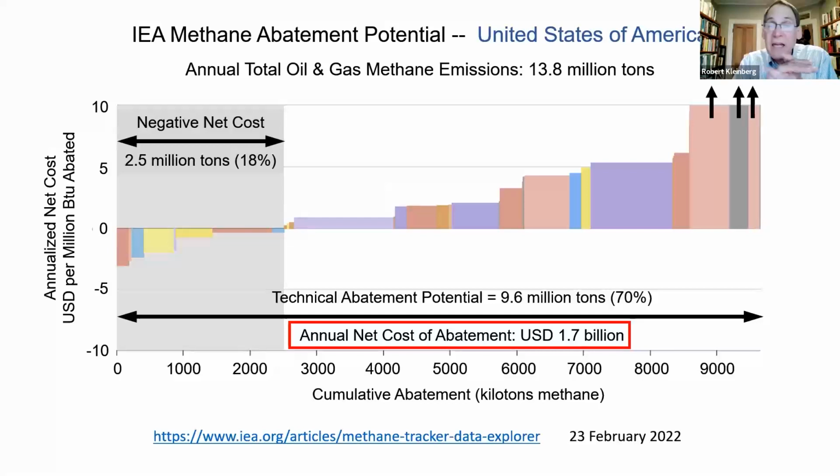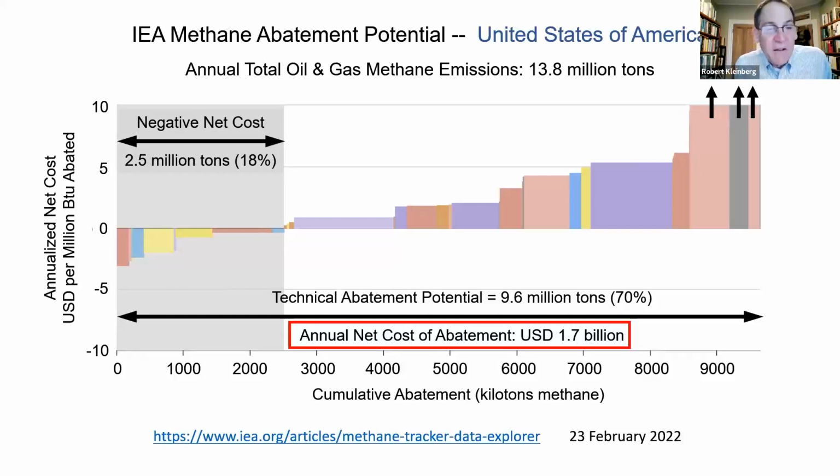Just let's look at the United States. IEA says that the United States oil and gas industry emits 13.8 million tons of methane a year. They get that basically by looking at all the papers that you people in the audience have written, and that's kind of their, to be honest, guesstimate based on the best data they see in the literature. Now, that's emissions to be remediated.